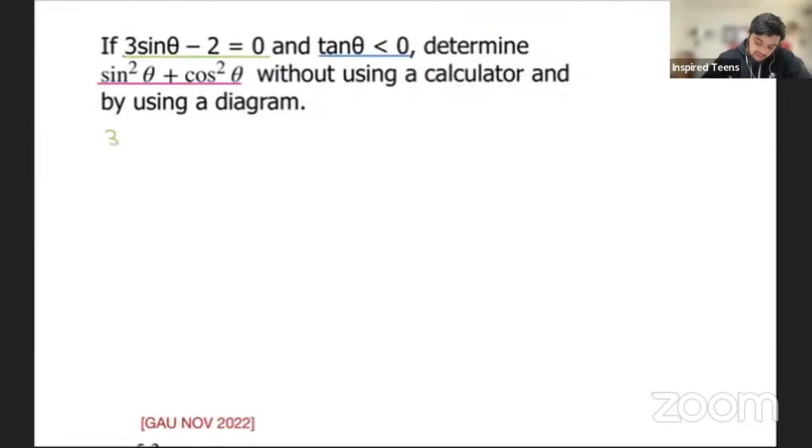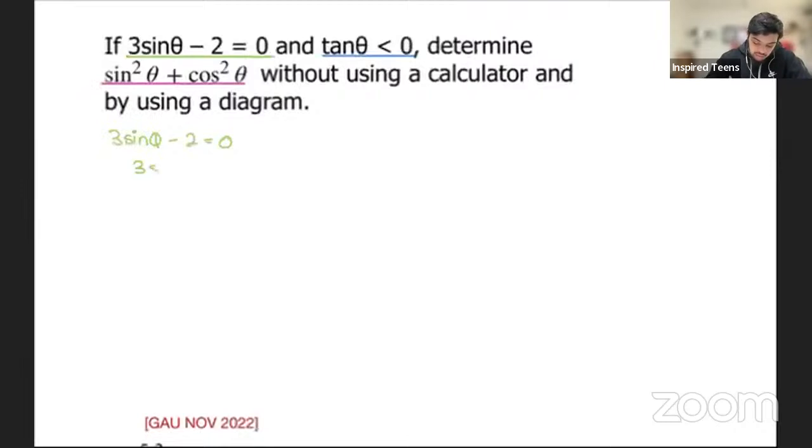Okay, so I have 3 sine theta minus 2 is equal to 0. Isolate the trig ratio means that I should leave it alone. You can do this in a quick step, but I'm going to take it step by step. Taking 2 over to the other side becomes 0 plus 2, which is 2. Divide both sides by 3. It cancels on the left, and I'm left with 2 over 3. So now I have that sine theta is equal to 2 over 3.